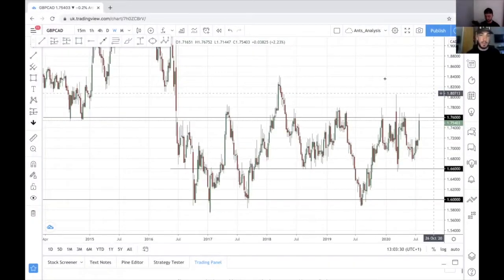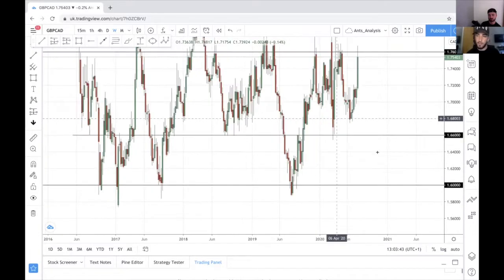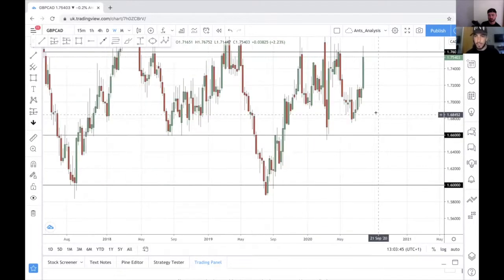Okay guys, so this is GBPCAD. Starting on the weekly time frame, I do have this psychological resistance level at 1.76 and a psychological support level at 1.6. I do also have this mid-range psychological level of 1.66.